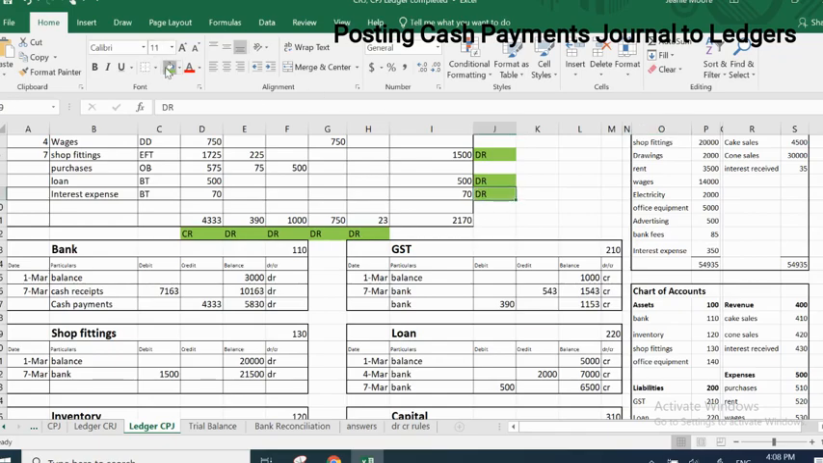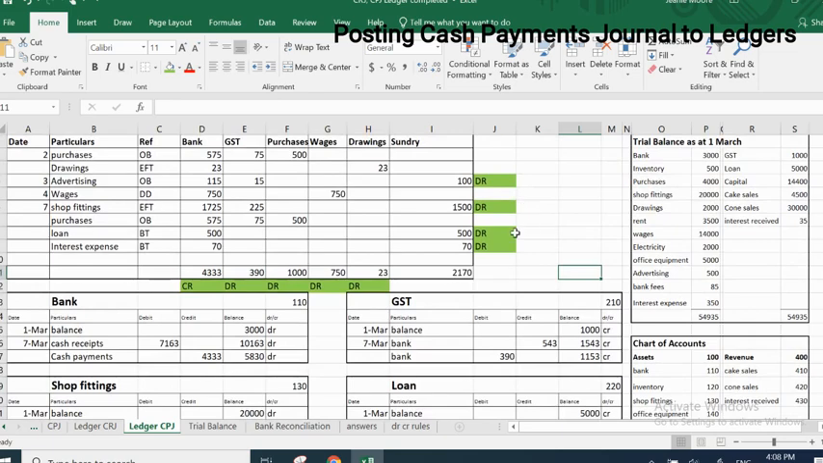Ticking it off is a really good idea to make sure you haven't missed anything off, because it's really easy to miss something out if you don't do that double check. Okay, we've now finished all our posting to the ledger accounts, and our next step is going to be doing the trial balance using these, showing you how it flows through.